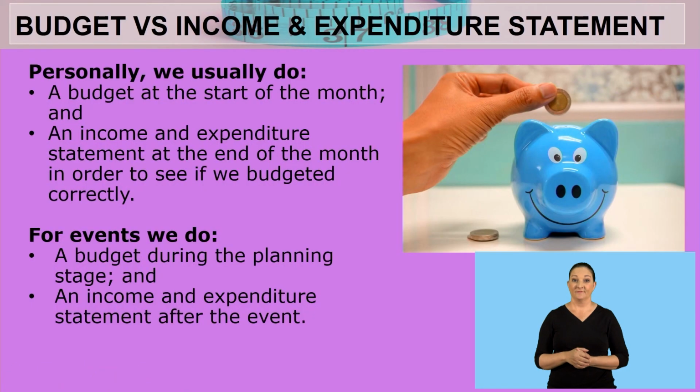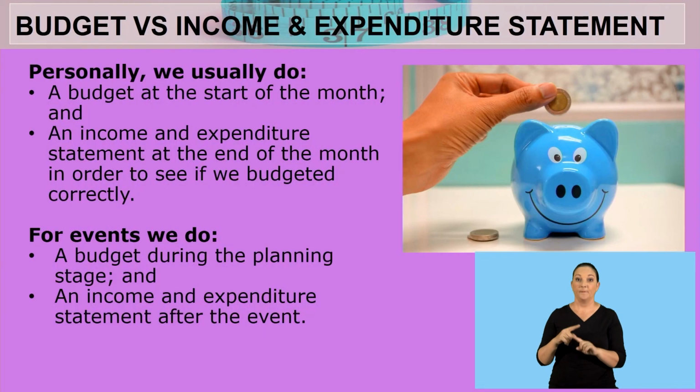All right, budgets versus income and expenditure statements. Personally, we usually do budgets at the start of the month and an income and expenditure statement at the end of the month in order to see if we budgeted correctly. For events, we do a budget during the planning stage, the initial stage, when you're still trying to figure out what the theme of the party is and whether you want balloons and decorations and all sorts of things, what type of cake you're going to have, stuff like that. And an income and expenditure statement after the event to see what the total cost of your party was.